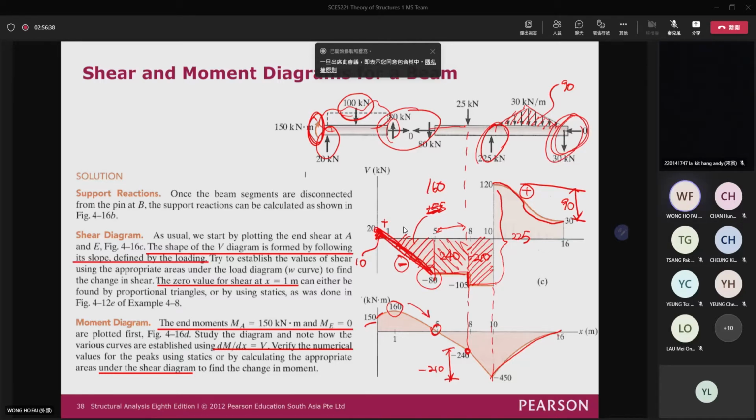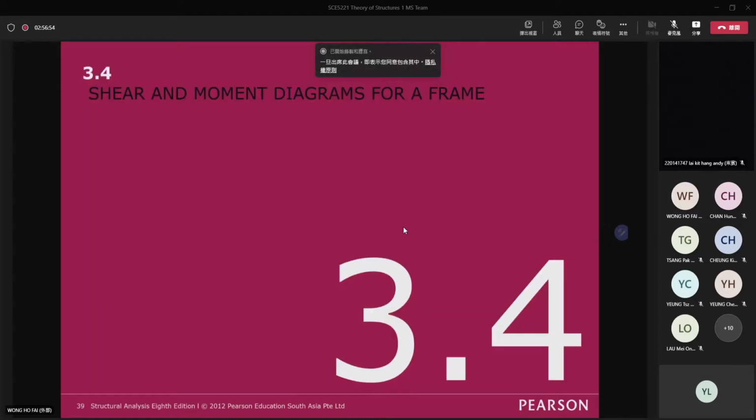So actually you should be able to draw the shear force and then the bending moment diagram accordingly from the distributed load. This is the way you draw the shear force and the bending moment diagram for beam structures. Actually, you can apply the same concept to a frame, to draw the shear force and then the bending moment diagram.